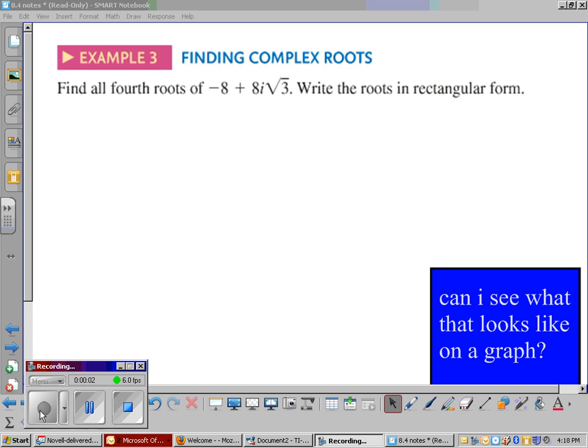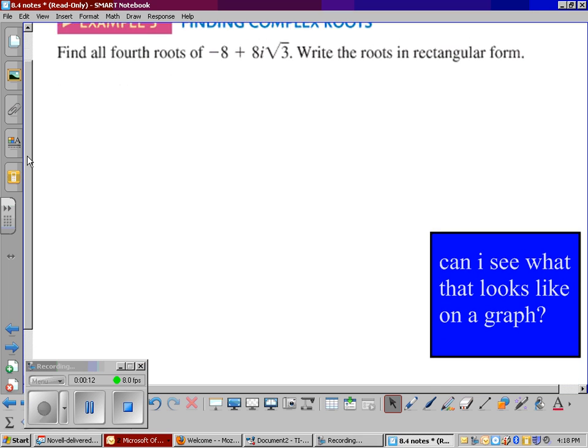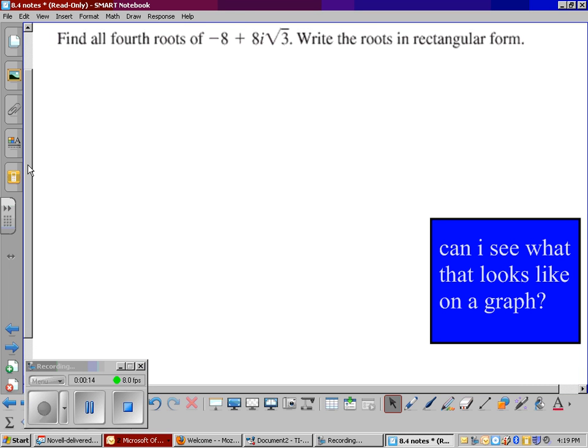In this example, we want to find all the fourth roots of this complex number. And again, we want to write our answers eventually in rectangular form. Since we're finding fourth roots, there are going to be 4 answers. Remember, if I was raising this complex number to the 4th power, there would only be 1 answer.